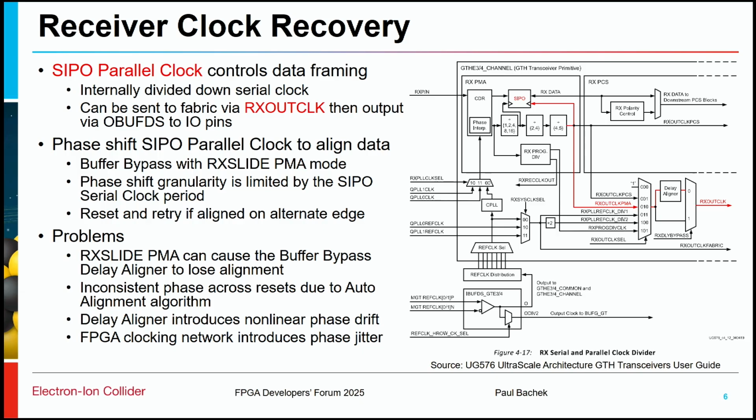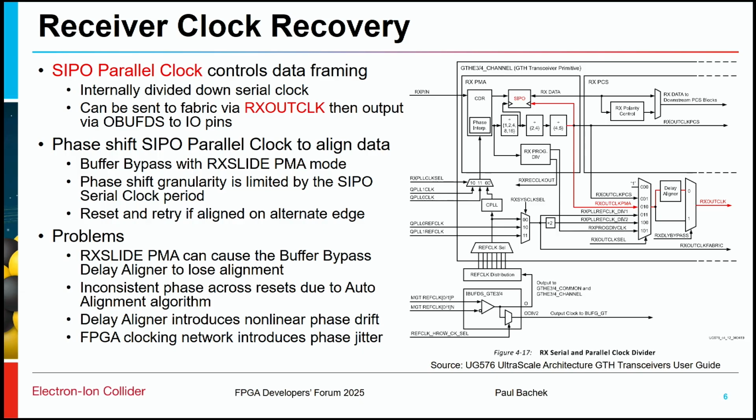The recovered clock, which comes to fabric as RX out clock, can be routed through fabric and then output, phase aligned to the incoming data using buffer bypass mode, but with a few notable problems. One of them is that across resets, this delay aligner, which is shown in the clock path right before the RX clock goes out to the fabric, introduces nonlinearities and inconsistencies across reset with the clock phase.